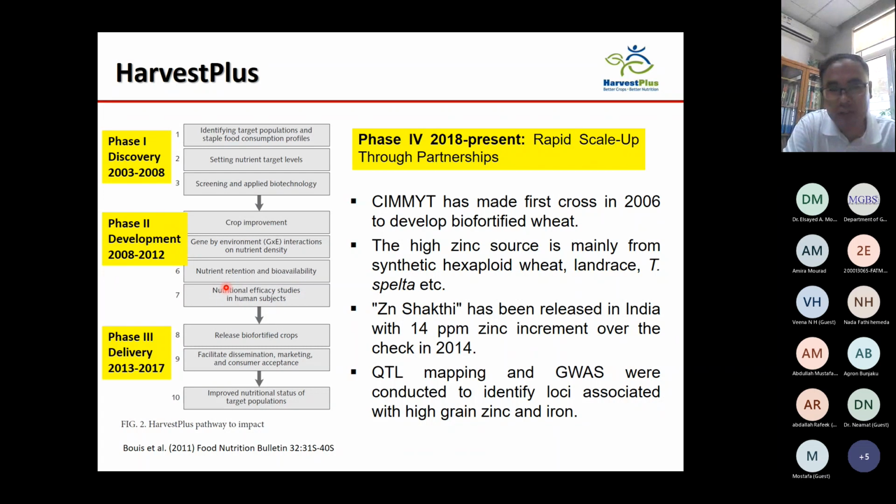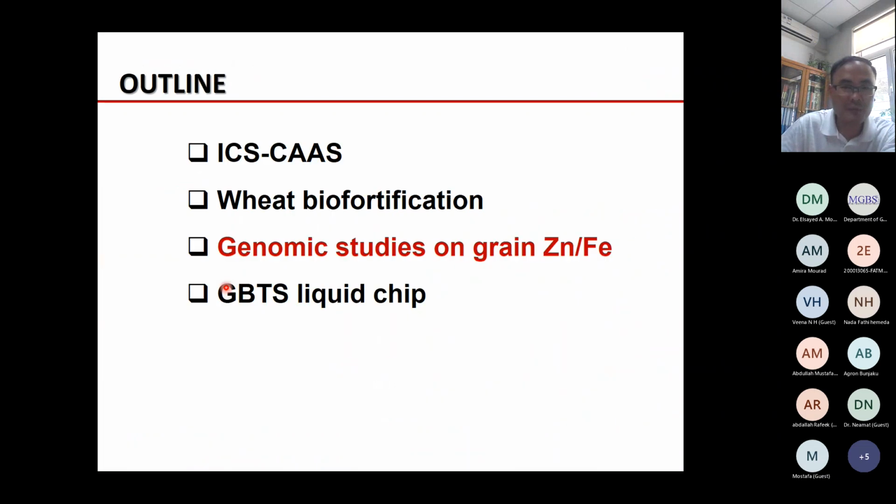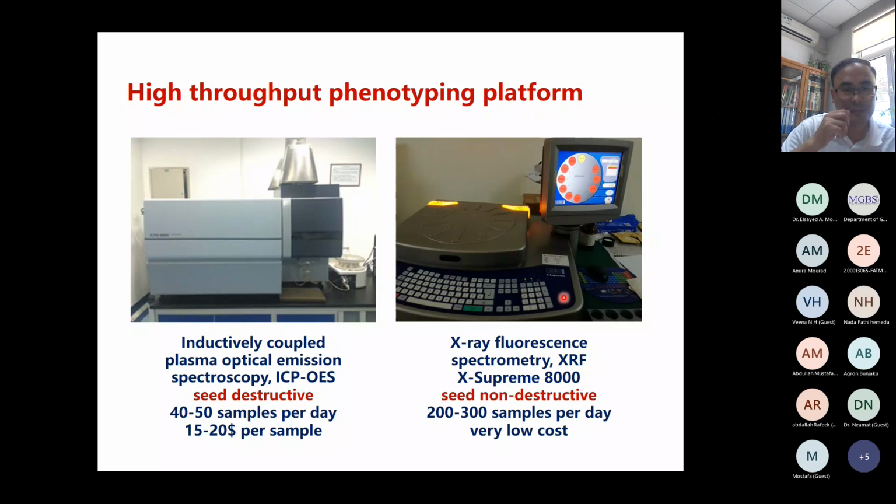The high zinc source is mainly from some synthetic hexaploid wheat, landraces, and some spelt, and there is one variety, Zinc Shakti, which was released in India in 2014. This is the first variety released with enriched zinc. We also did some QTL mapping and GWAS work. So this is the third part, which I did, focusing on genomic studies on grain zinc and iron.